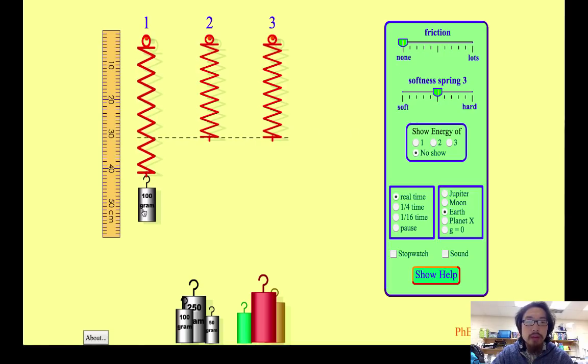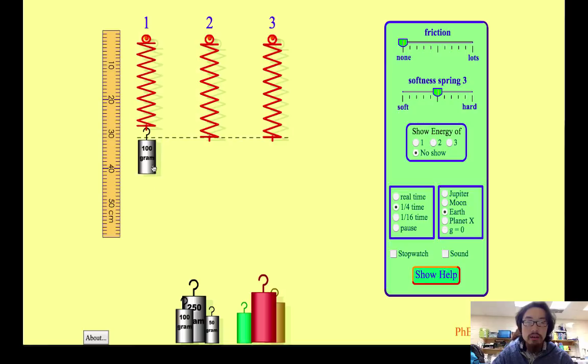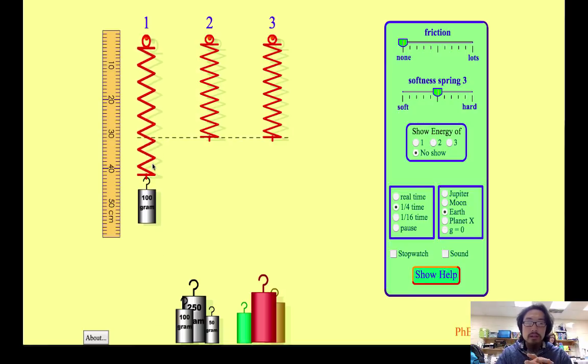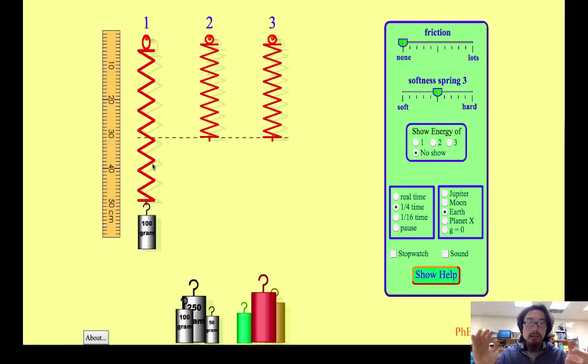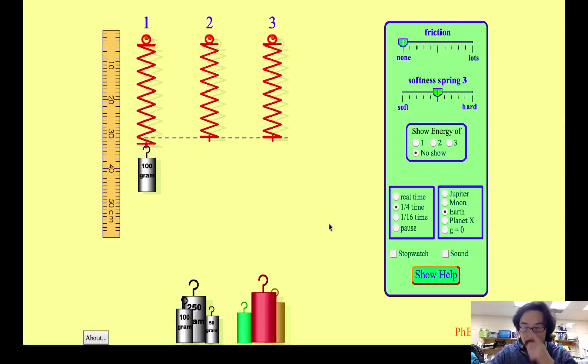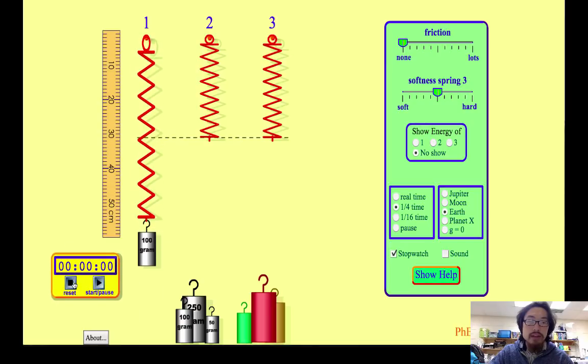If we pull down on the spring, we have 100 grams. It oscillates back and forth. I'm going to slow it down so that we can clap along. Okay, and we can add a stopwatch. We'll start at the bottom. All right, so that's about 0.65 seconds.